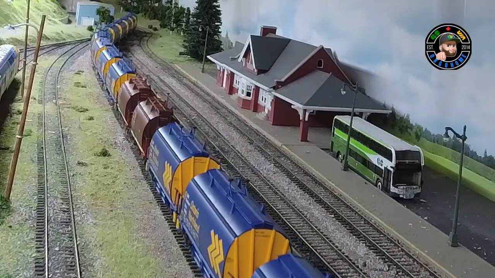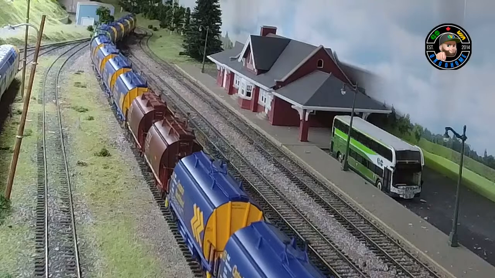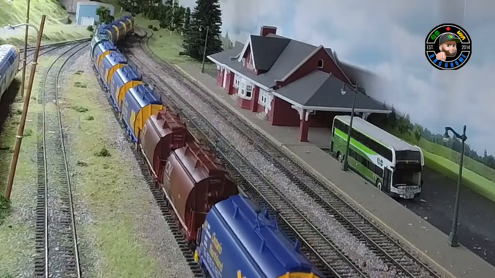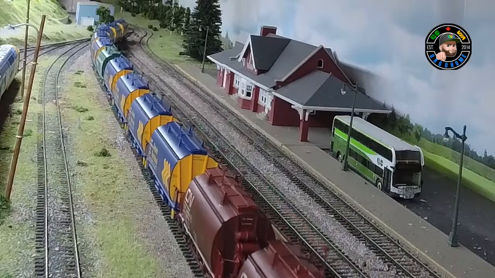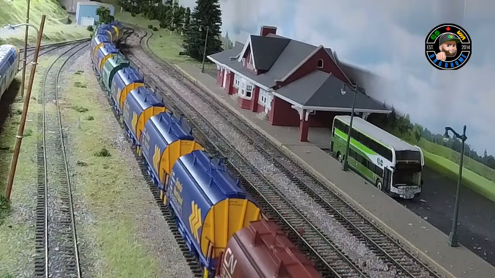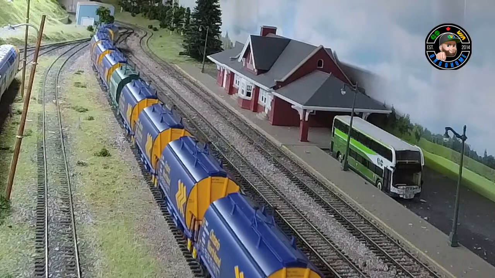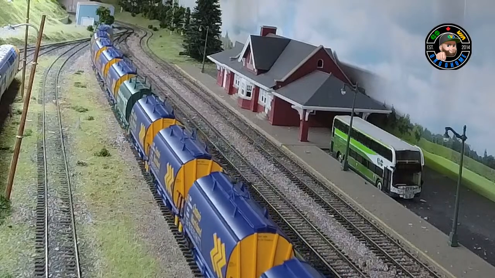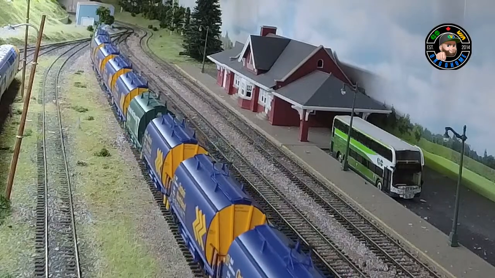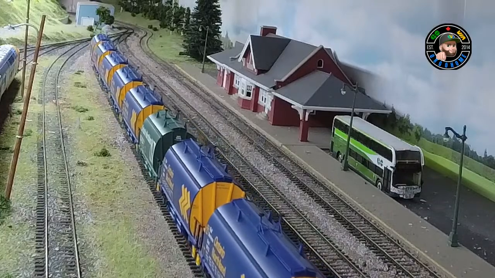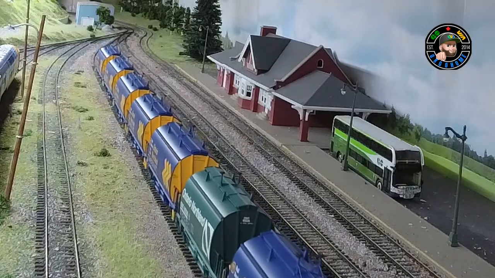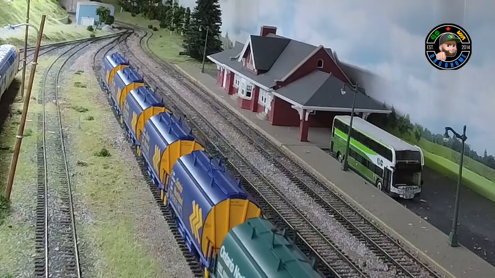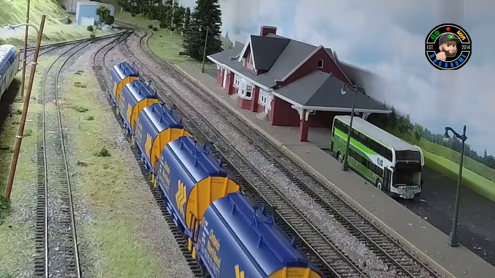I'm sure this bridge is going to give me an issue or two, so we'll see how that goes. Yep, this is the new camera system here. Let me know if the picture quality is good, if the sound is good or bad. Either one, either one.